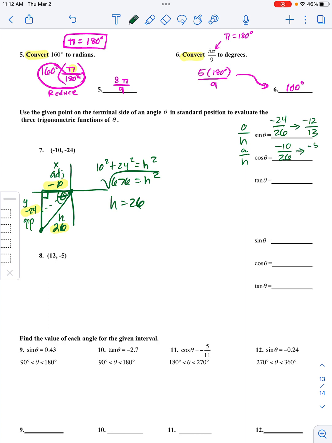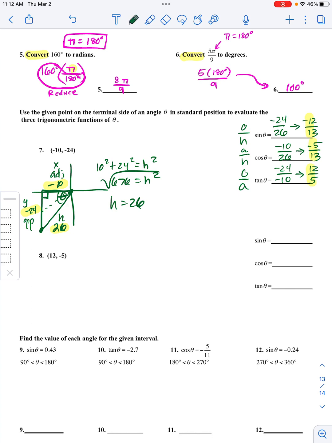Those both divide by 2, so negative 5/13 is my better answer. Tangent, opposite over adjacent. So the opposite is negative 24, the adjacent's negative 10. Here the negatives cancel and I end up with positive 12 over 5. So these are the reduced, simplified, and therefore right answers.